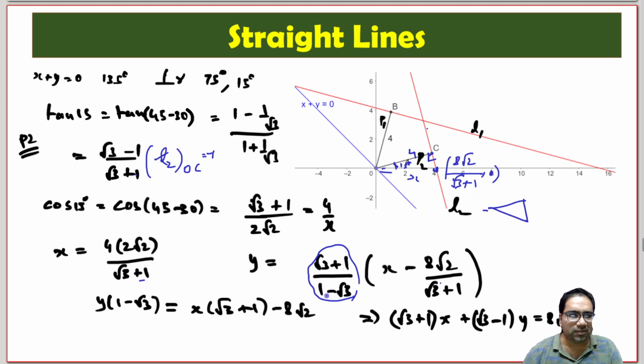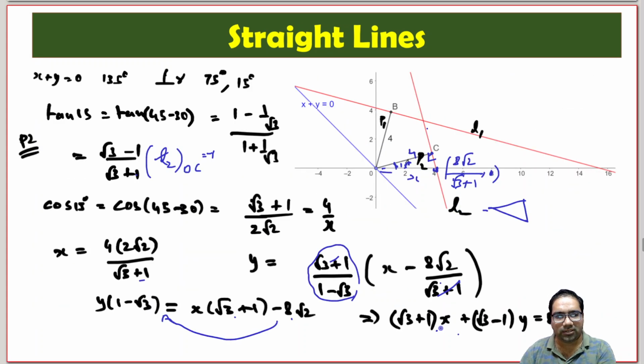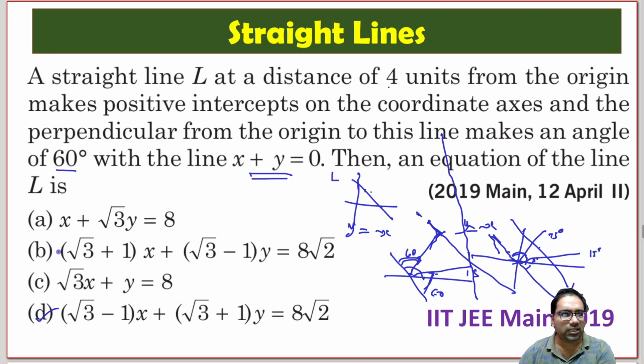So y into 1 minus root 3 should be equal to root 3 plus 1 into x minus this root 3 plus 1, and this root 3 plus 1 will get cancelled, leaving minus 8 root 2, which is nothing but root 3 plus 1 into x. And if you bring this to the right side, it becomes root 3 minus 1 into y equals 8 root 2, if we take this 8 root 2 to the other side. So this is the other equation: root 3 plus 1 into x plus root 3 minus 1 into y is equal to 8 root 2.